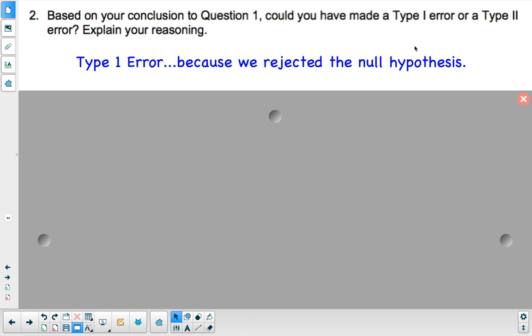Now, we didn't make a type 2 error because a type 2 error happens when you fail to reject the null hypothesis. And we didn't do that. We rejected the null. So it's possible we made a type 1 error, which the probability of that happening is your significance level. 5% of the time, you're going to get an observation that you think is so rare, you're going to reject. But it's still possible 5% of the time. So it's possible we could have made a type 1 error.